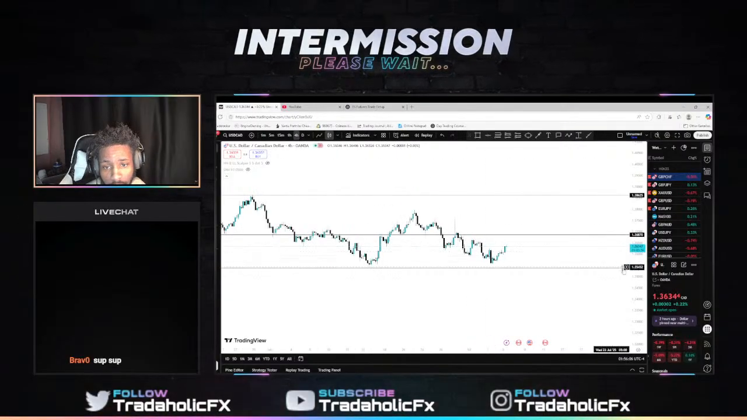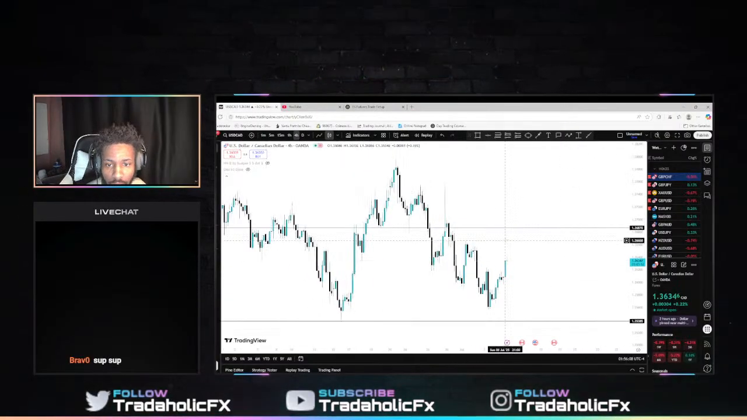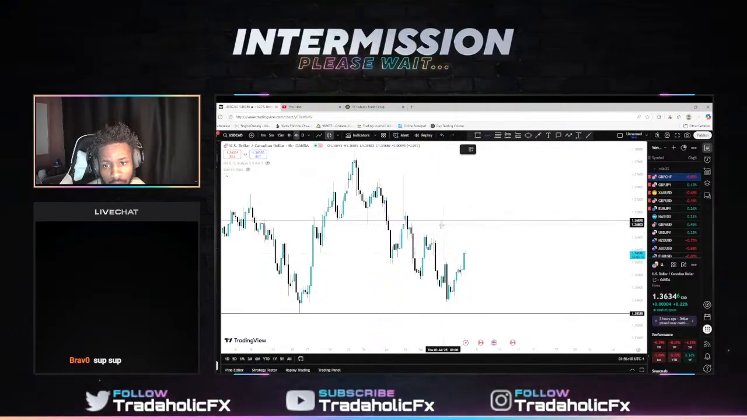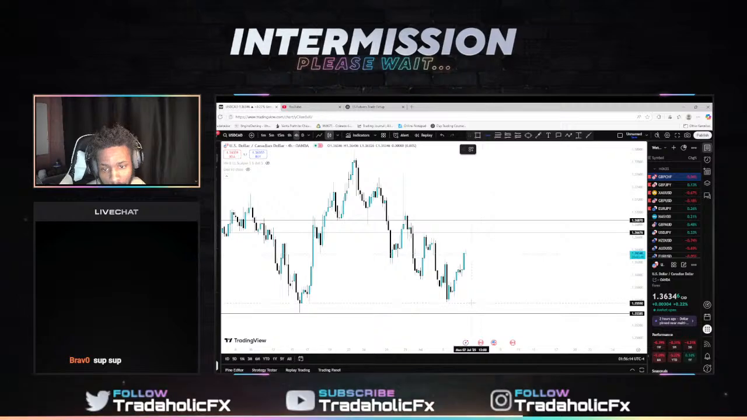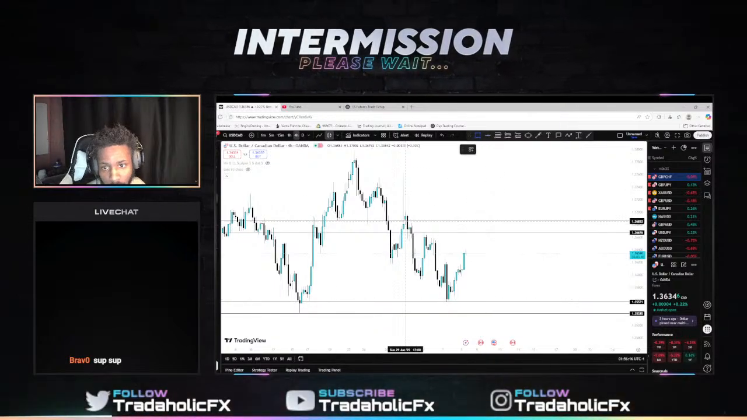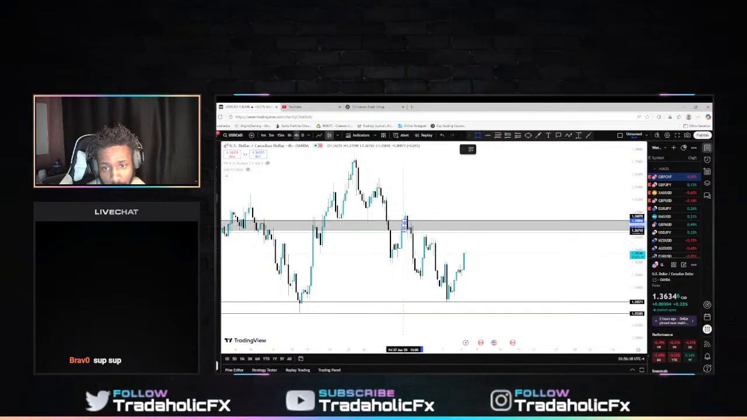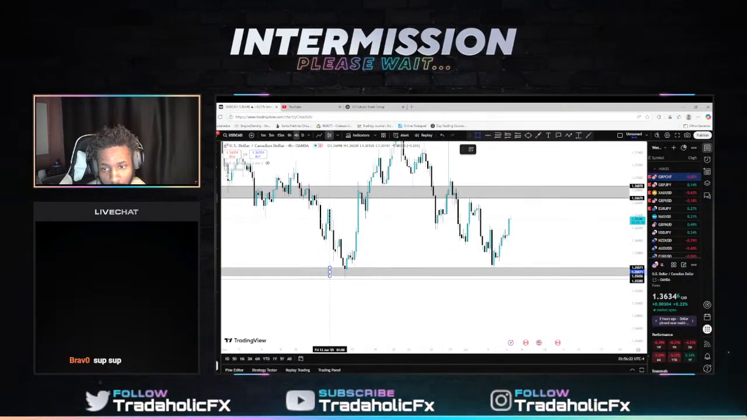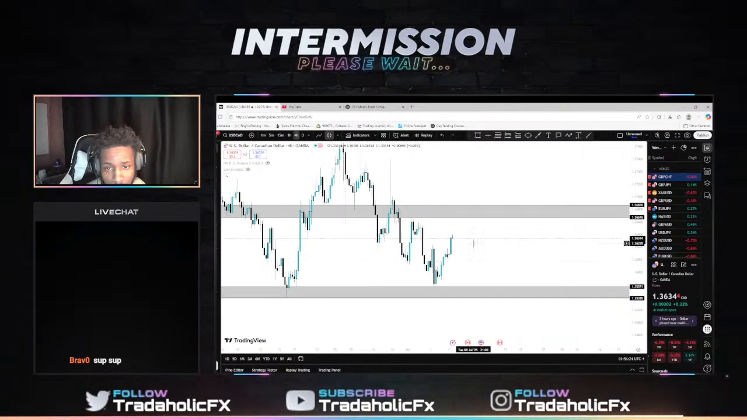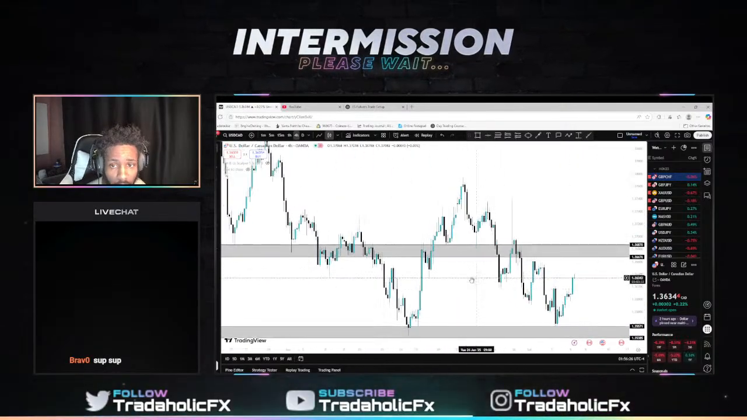Look on the 4-hour time frame. 4-hour time frame, we are bearish as well. We had this lower high here. This is my most recent low on this 4-hour time frame. So we're going to look at this like this is an overall level of resistance, and this is the overall level of support. This is the range that the price is currently in on a 4-hour time frame.